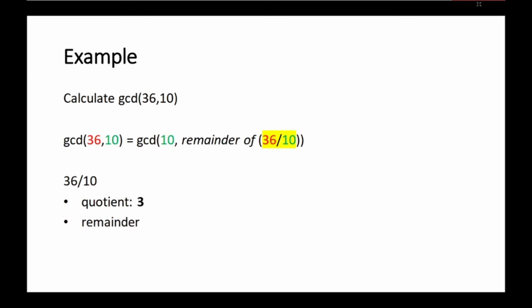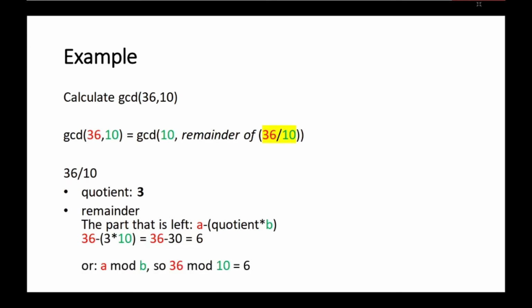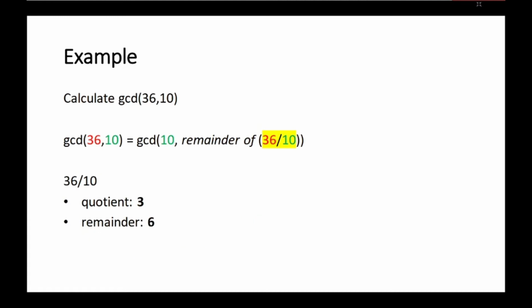And now for the remainder, we're looking at the part that's left. And we can calculate that with a minus the quotient times b. So 36 minus 3 times 10, which equals 36 minus 30, and that equals 6. There's also another way to calculate it, and that's using a mod b. So 36 mod 10 also equals 6. So we find a remainder of 6.